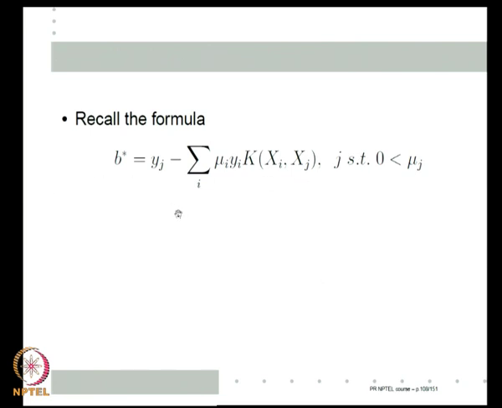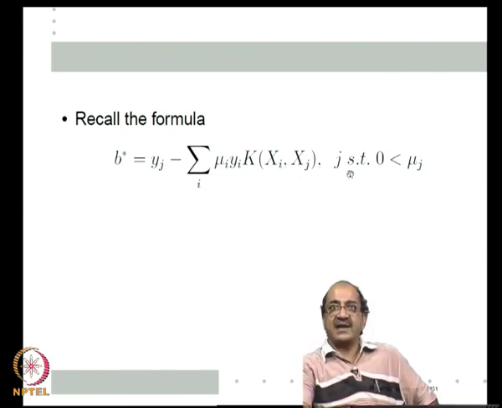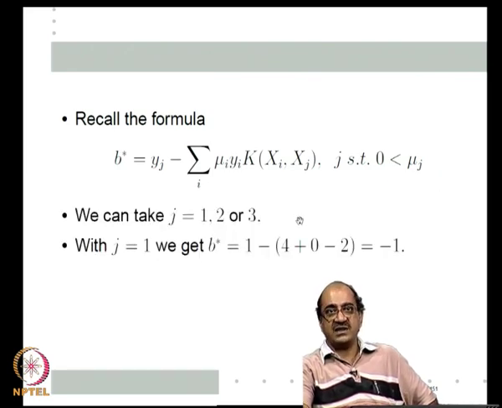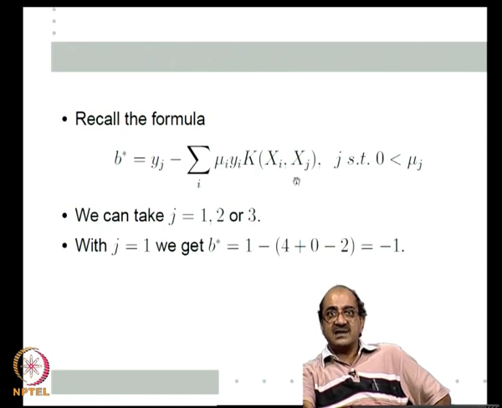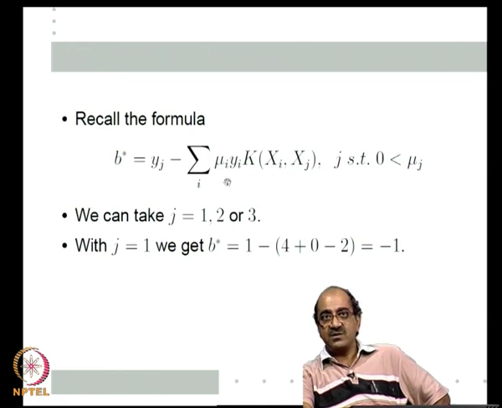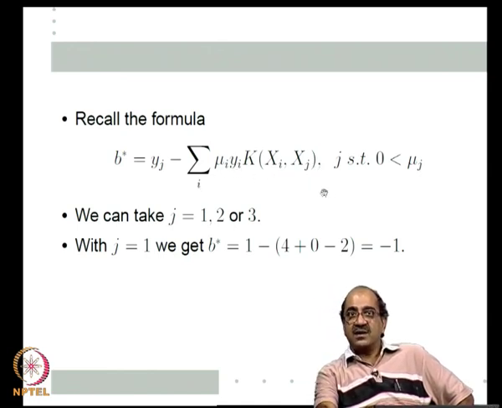You remember b star is given by y j minus the sum of mu i y i k of x i, x j, for any j such that mu j is strictly greater than 0. In this case, all 3 mu j are strictly greater than 0. So, if I put j is equal to 1, what do I get? B star is y 1, which is 1, minus the 3 terms here. First 2 terms will be positive, the third term negative, because y 1, y 2 are positive, y 3 is negative. Mu 1 is 1, k of x 1, x 1 is 4, that is 4, k of x 2, x 1 is 0, and the other one is 1. I get a 2 from mu 3 and a minus, so that gives me minus 1.